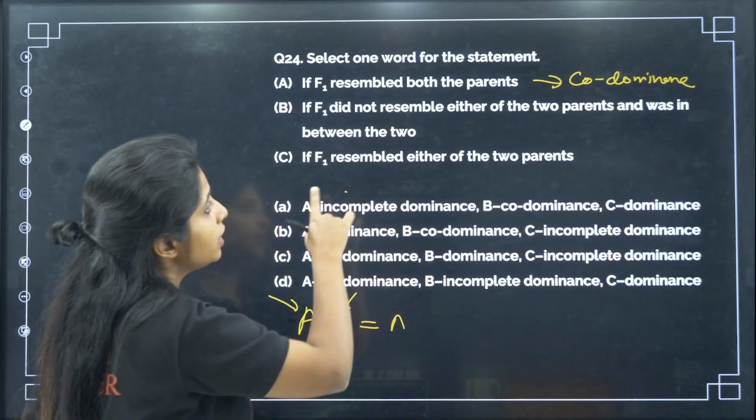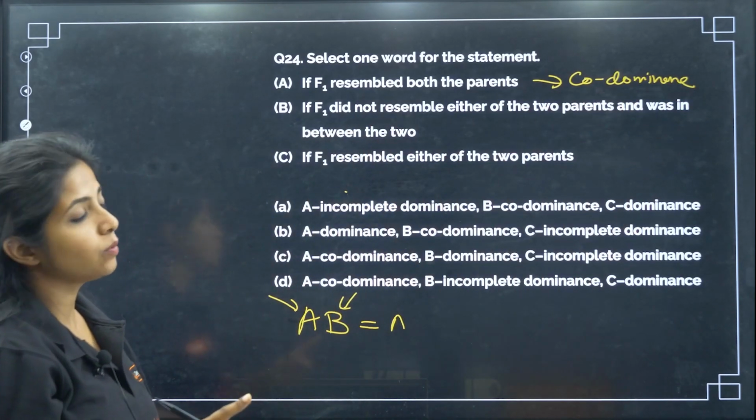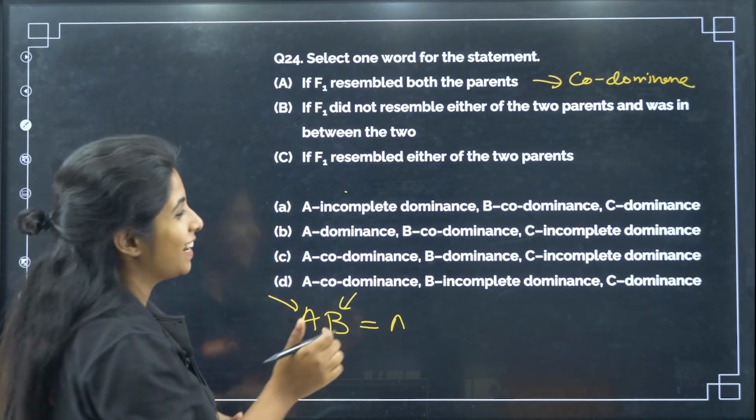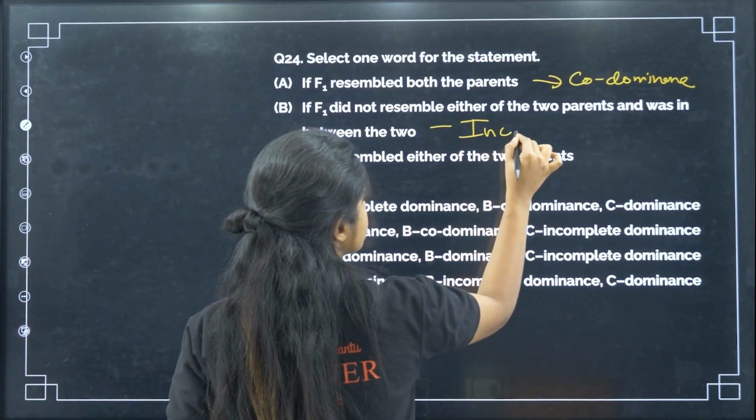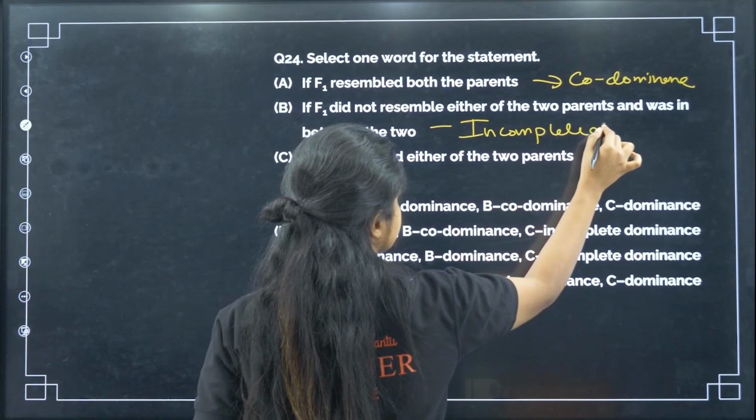Going ahead, if F1 did not resemble either of the two parents and was in between the two, blending is there, I'll call this incomplete dominance. They are not completely dominant.